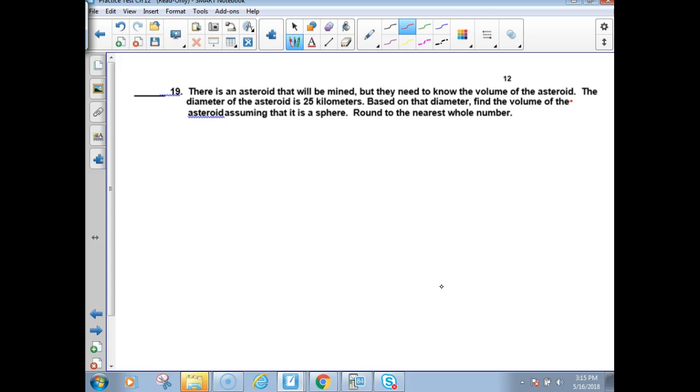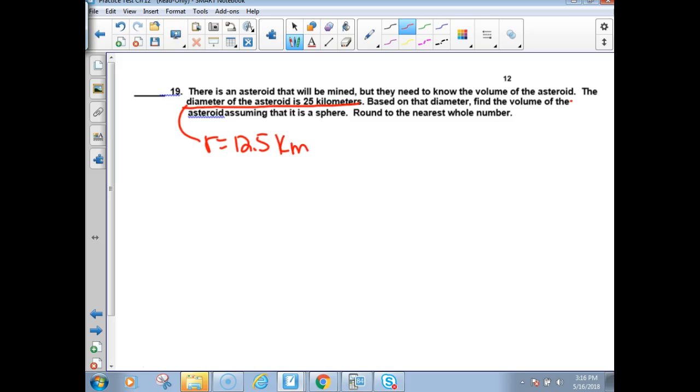Okay, 19. There's an asteroid that will be mined, but they need to know the volume of the thing. Asteroids are rather large usually. The diameter of the asteroid is 25 kilometers. Oh my goodness. Based on that diameter, find the volume of the asteroid, assuming that it is a sphere. That'd put one heck of a hole in the Earth. If it's a sphere, because not all asteroids are spherical, 25 kilometers would be its diameter. So what's the radius? Okay, so radius is 12.5.